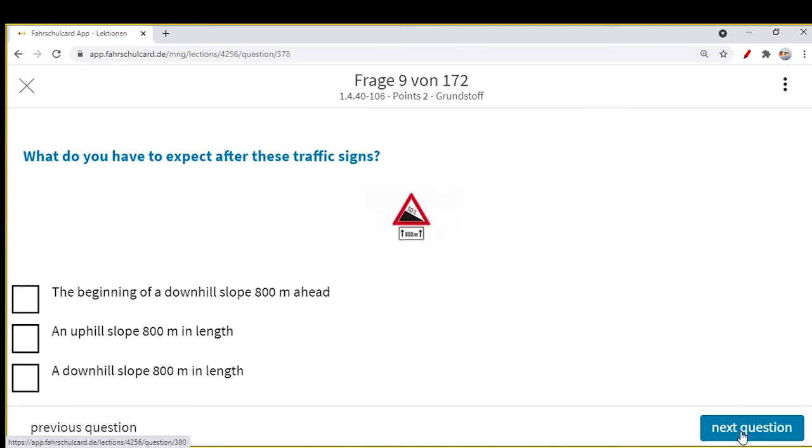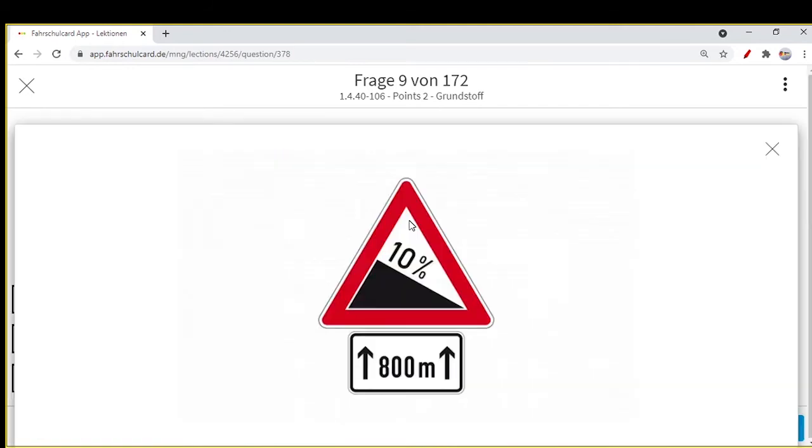Our next question, what do you have to expect after these traffic signs? So there is a danger, and whenever you see this kind of slope, just start from the left hand side, not from the right hand side. Just remember, you have to start from this side. If you start from left, it is definitely a 10% downhill slope. Just remember this very important point. Whenever you see questions related to the slope, always start from the left hand side. Starting from left, you see this slope is going down, so it's a downhill slope.